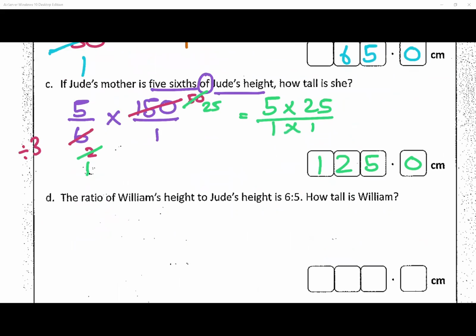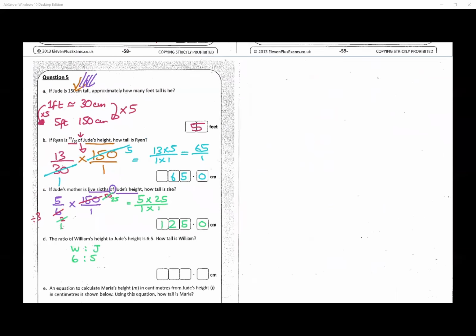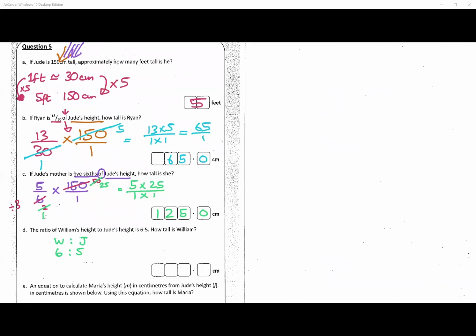Next, D. The ratio of William's height to Jude's height is 6:5. How tall is William? So William to Jude is 6 to 5. Let's have a look. Jude is 150 centimeters. So how does 150 become 5? What do you do to it? We divide it by 30.